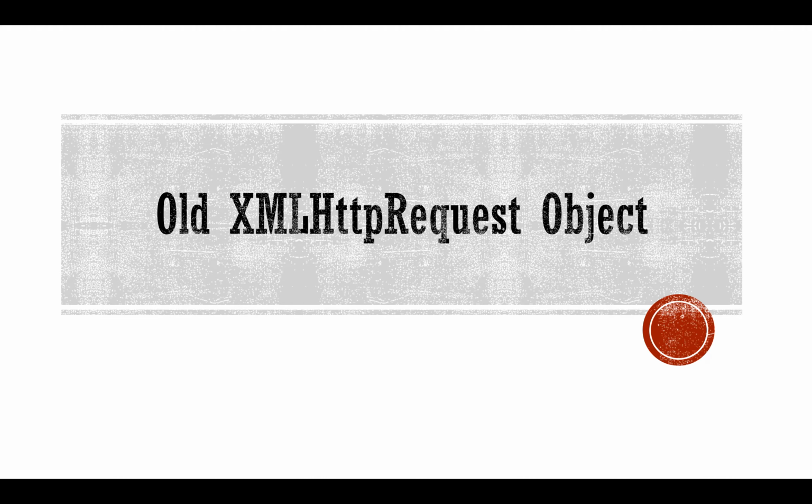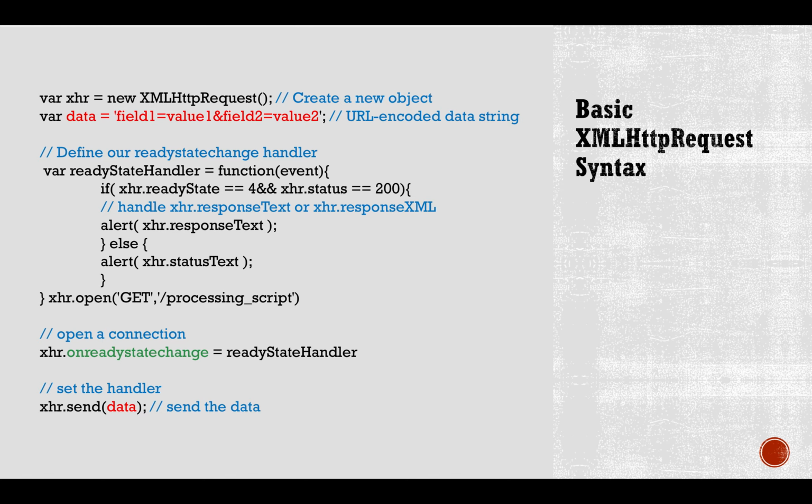Before introducing the new version, let's get back to the old XML HTTP request. The above codes contain major properties of the old XML HTTP request object. The number 4 means data receiving is completed, and 200 means status OK, and text data is sent by the server.